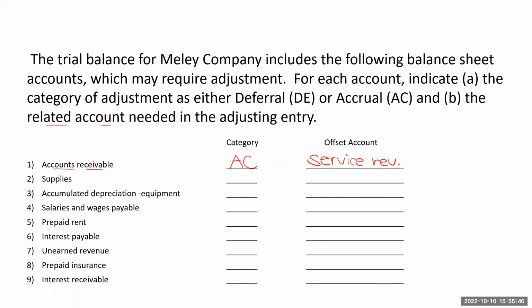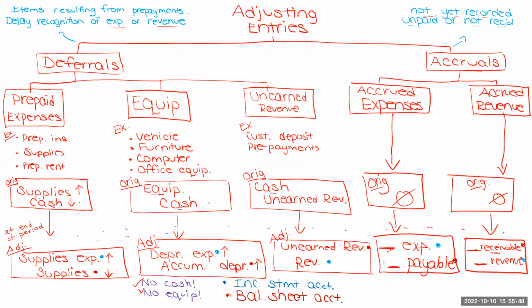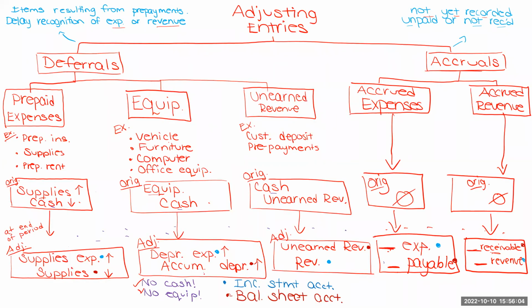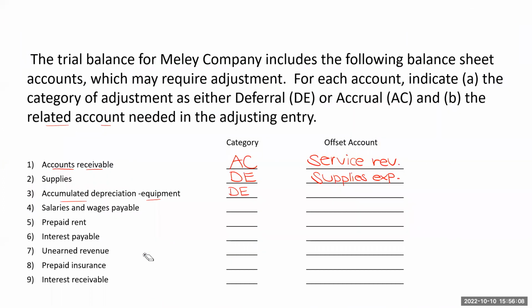Supplies. Supplies happens on the deferral side. And the offset is always an expense account. Supplies expense. Accumulated depreciation, always on the deferral side. And the offset account is always depreciation expense. Those two accounts always go together.